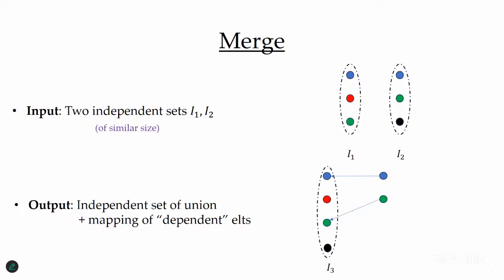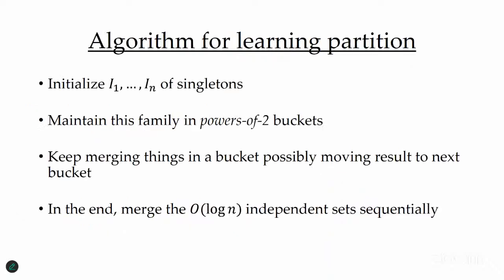Okay. Now, if you have this, the full algorithm is the following. I initialize with these singletons. I maintain independent sets in buckets of sizes that are powers of 2. In a bucket where everything is roughly the same size, I keep merging them. And when I merge them, the resultant independent set might grow in size, in which case it will go to the next bucket. I keep doing this till I have one independent set left in every bucket, and then I just merge them sequentially. So that's the whole idea.